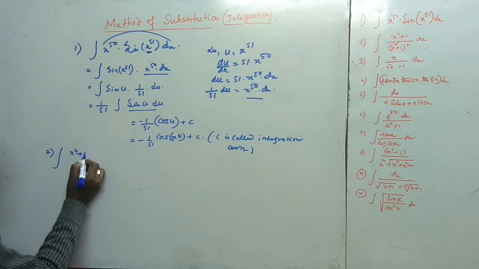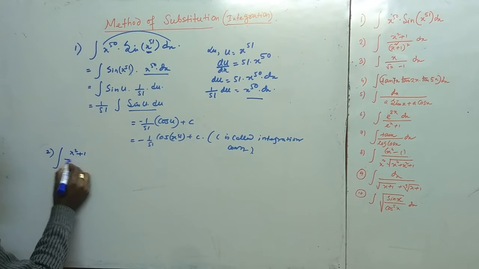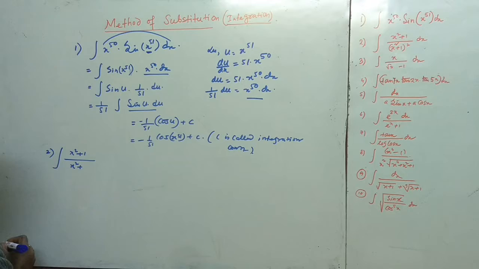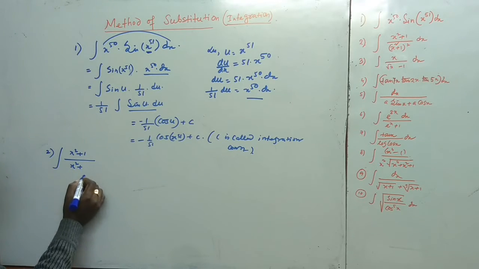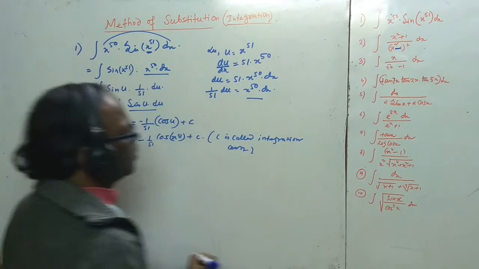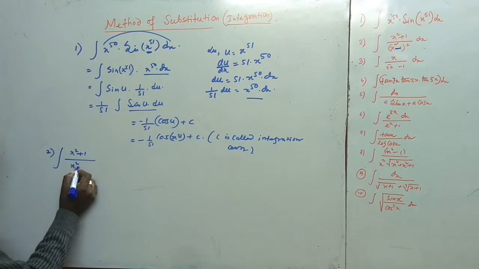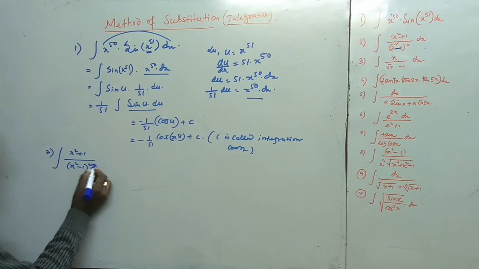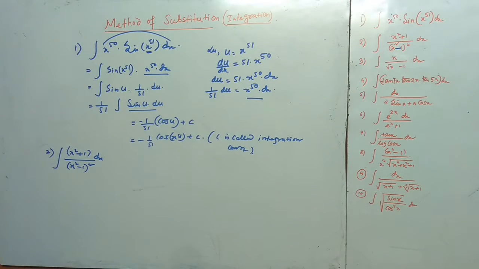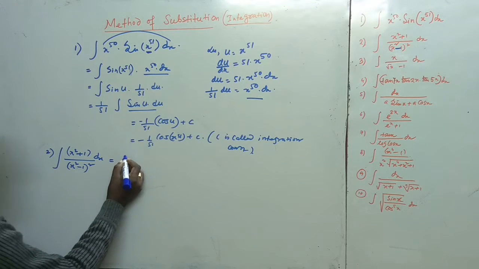x square plus 1 by x square minus 1 whole square, and this is dx. Sorry, that is minus 1, okay. So same, let us assume some variable here, but first of all we arrange the formation.